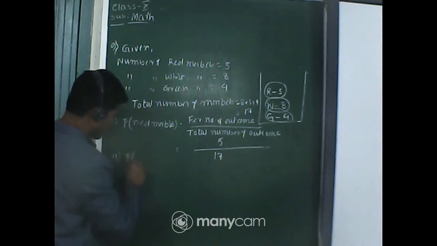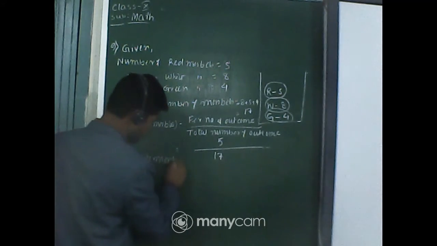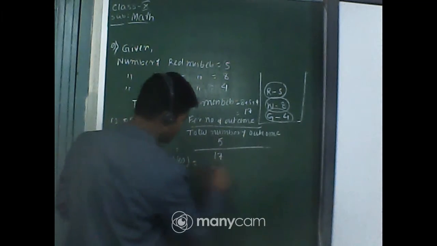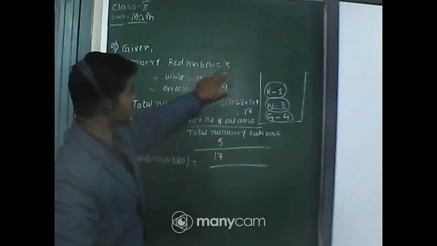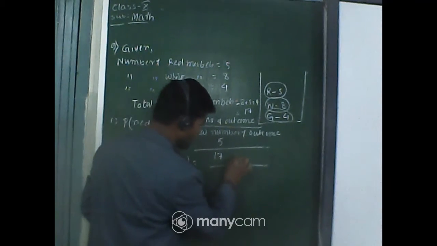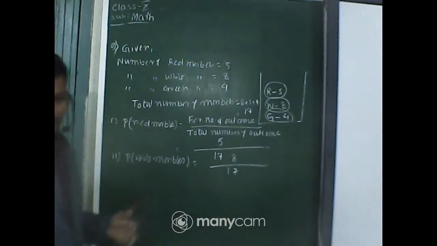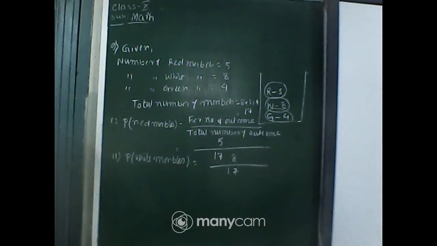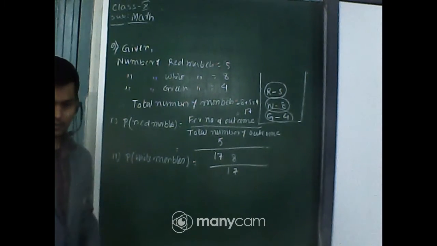So probability of white marbles. Apply the same formula, favorable number of outcome by total number of outcome. So how many white marbles are here? There are 8 white marbles. So 8, and total number of marbles is 17. So 8 by 17 is the probability corresponding to the event white marbles.